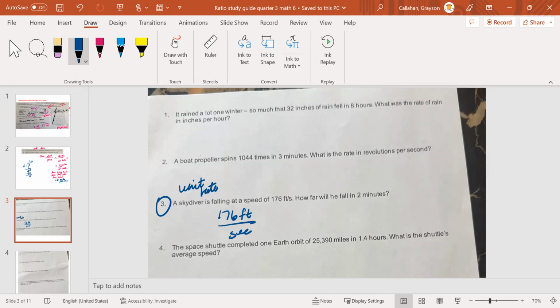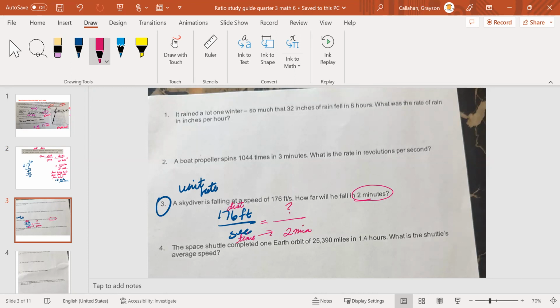Okay, so then what you label is 176 feet. This is the distance they're falling, right? This is the time, okay? So 176 feet per second. How far does he fall in 2 minutes, right? So we're going to convert this from seconds to 2 minutes. And I want to know how many feet.